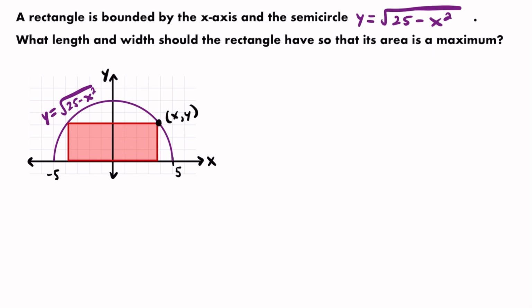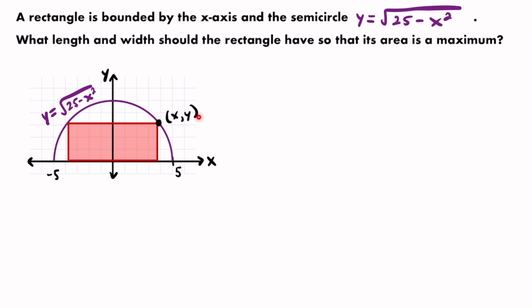And so in order to determine what the length and the width should be for this rectangle in order to maximize its area, what we have to do is represent the area of this rectangle with an equation. And then we'll be able to use that equation to take a derivative and maximize the area. All right, and so how can we represent the area of this rectangle? Well, remember, the area of a rectangle is length times width, and in this case, we're going to want to represent the length and width using x and y.